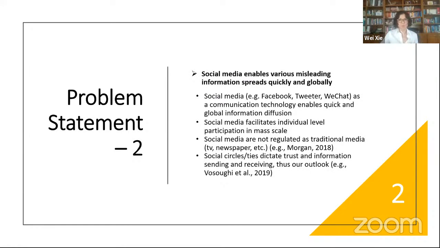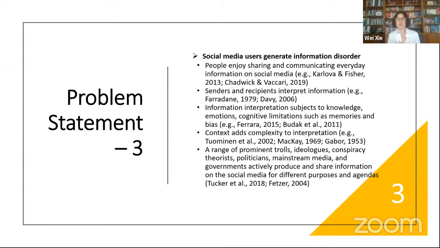The second reason we attribute for the problem is the social media user. As you can see from the slides, we social media users generate information disorder ourselves. People enjoy sharing and communicating everyday information on social media, right? We are humans, we like to share. And as senders and receivers, we start to interpret the information we receive. This interpretation means that the information can be subjective. It is subject to our knowledge, to our emotion or mood at the moment, and also to cognitive limitations, such as memory and all kinds of bias.